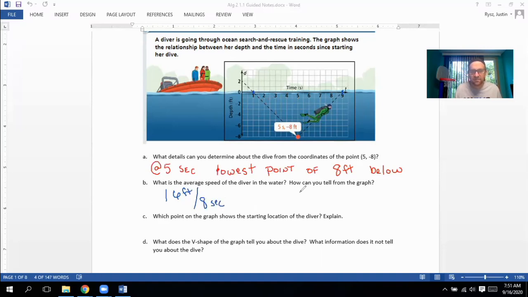So what's the speed of that diver? That'd be 2 feet per second. And we can tell that just from that information in the graph there that we did. Okay, next. At which point on the graph shows the starting location of the diver? Okay, well, the starting location would be when the time is 0 right there. So that point would be at (0, 2). And so explain. So at the start, AKA 0 seconds, she is 2 feet above.